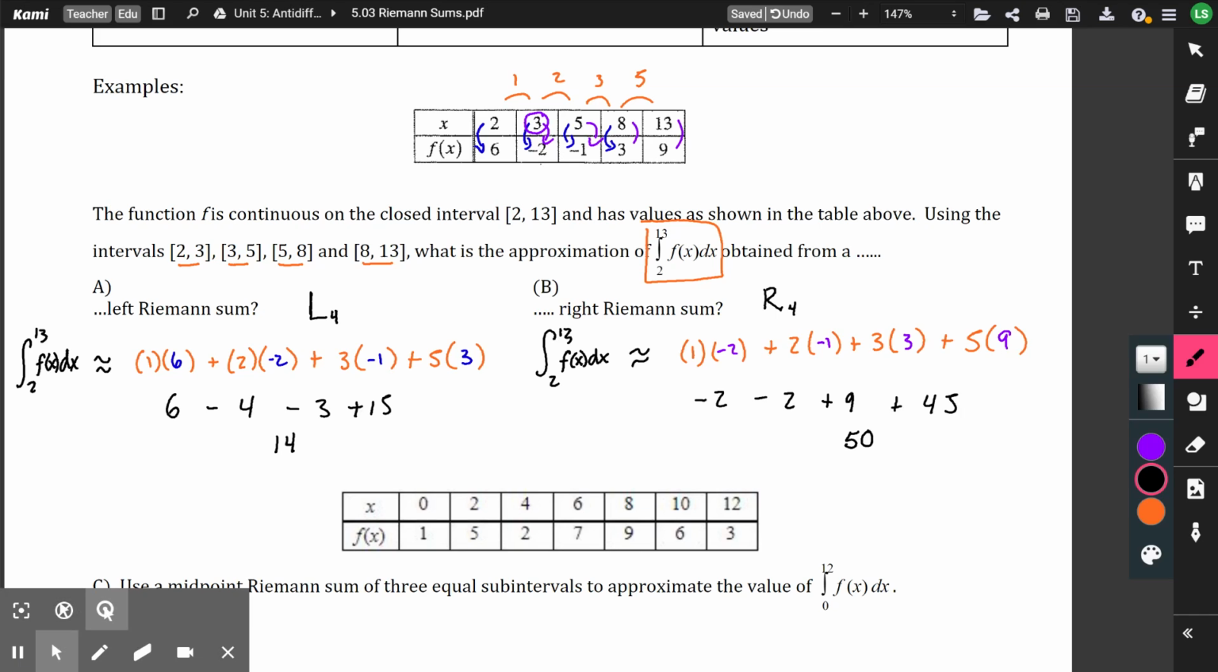Our left Riemann sum ended up with a sum of 14. The right Riemann sum ends up with a sum of 50. So as you can see, there is quite a bit of a difference between these two approximations.